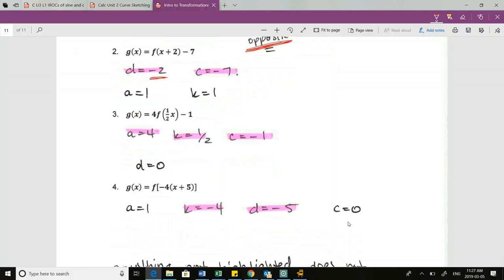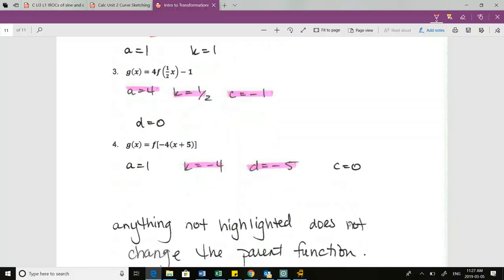Okay, this one had an A value of 4, a K value of 0.5, and a C value of negative 1. Since we don't see the D value inside the brackets with the X, it was 0. Okay, here we don't see an A value, so it's 1. The K value is negative 4. The D value is negative 5. Remember to switch the sign there. And we don't see a C value, so the C value is 0.